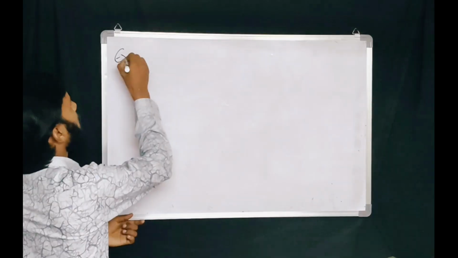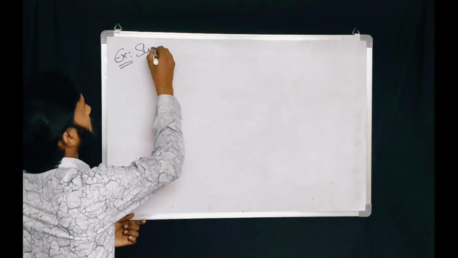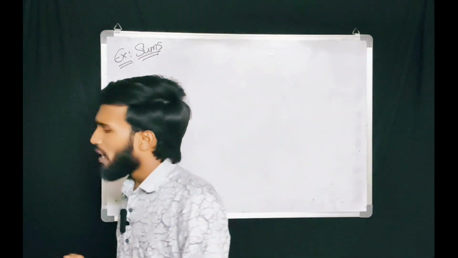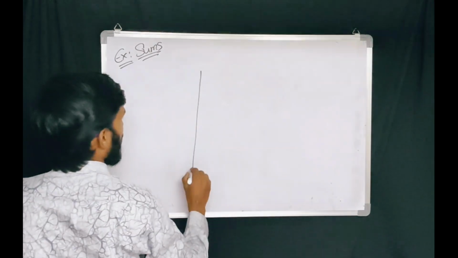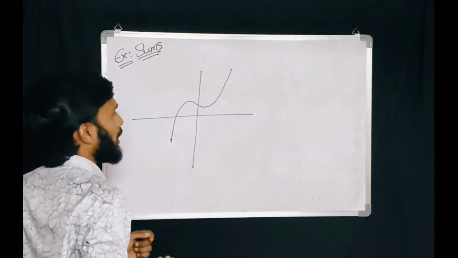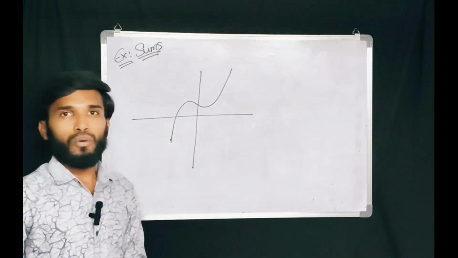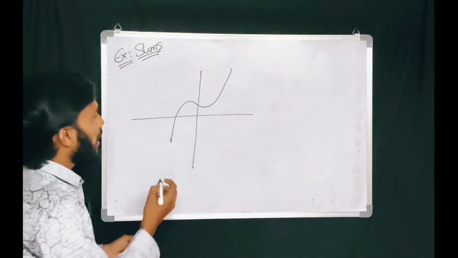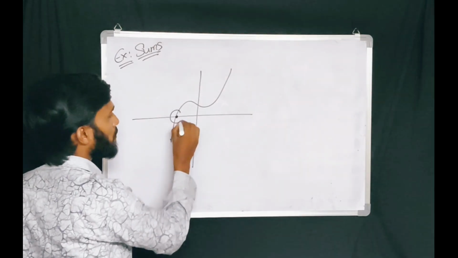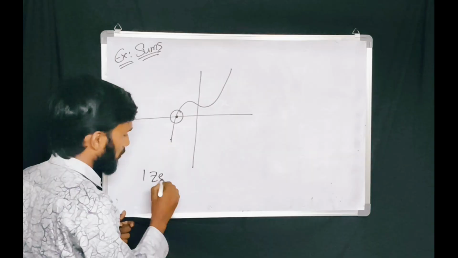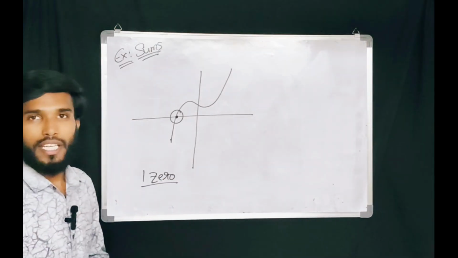Now, in your textbook, example problems are there regarding the geometrical meaning of zeros of a polynomial. Among those, the first problem is this. Here, see, this is the graph. The graph is something like this. Now, if you observe here, at how many points is the polynomial intersecting the x-axis? Here only. That means how many zeros does it have? Only one zero.